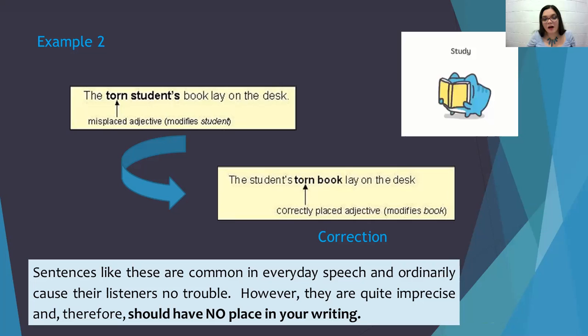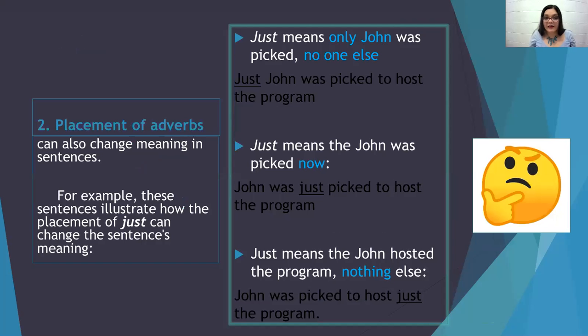Sentences like these are common in everyday speech and ordinarily cause their listeners no trouble because you can emphasize the words and then the listeners can understand. However, they are quite imprecise and therefore should have no place in writing. So we have to be very careful with them. The second one: placement of adverbs can also create a misplaced modifier. This one can also change the meaning of sentences. For example, these sentences illustrate how the placement of just can change the sentence's meaning.